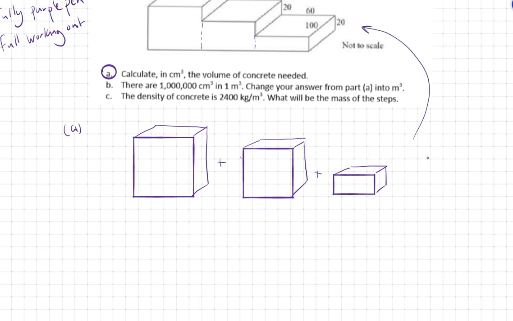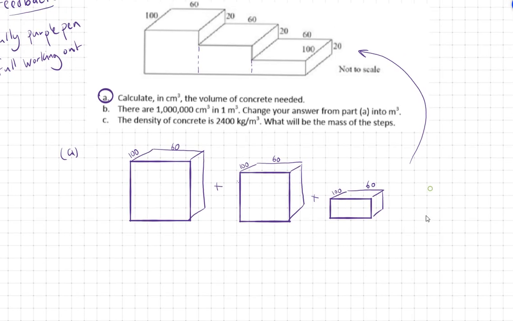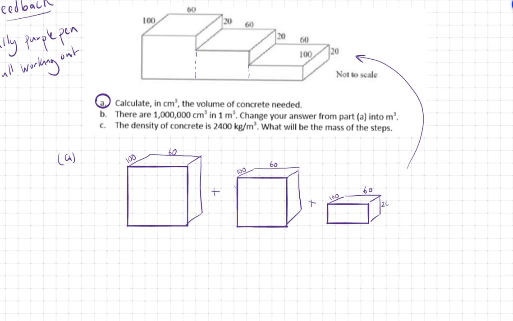Now let's label them. This here is 100 centimeters. This here is 60 centimeters, this is 60 centimeters, this is 60 centimeters. Now we know that the width is 100, so that stays the same. Now the height I need to know. This height here is 20, and this height here is 20, so we're going to have another 20. So this height here is 40, and this one has 20. So 20, 20, 20, this is going to be 60 in this case. So now we have the dimensions.